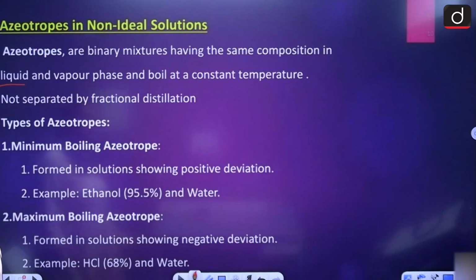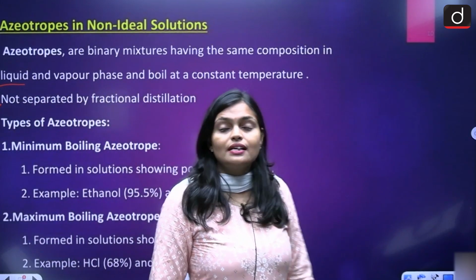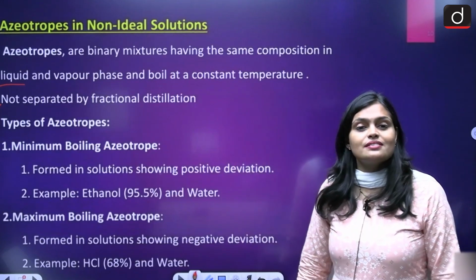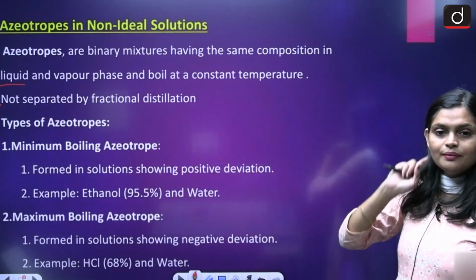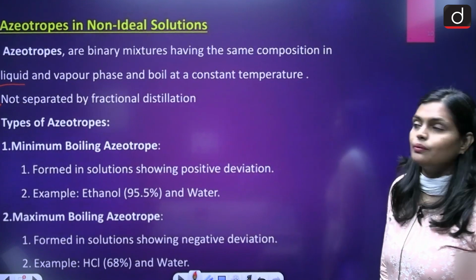ठीक है, तो अभी क्या है कि एक ऐसा मिक्सचर जिसका composition same है, right, and you can boil it at a constant temperature. They are not separated by fractional distillation as well. और ये मिक्सचर ऐसे हैं which are not separated by fractional distillation as well. Okay, so this is what we call azeotrope.